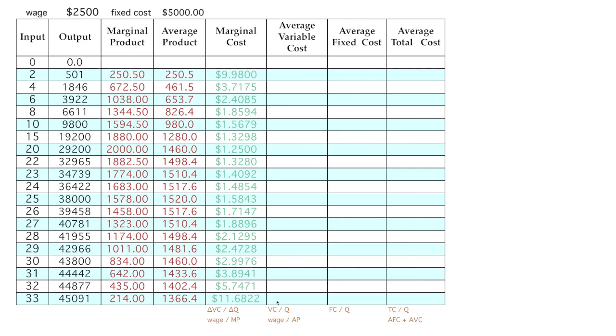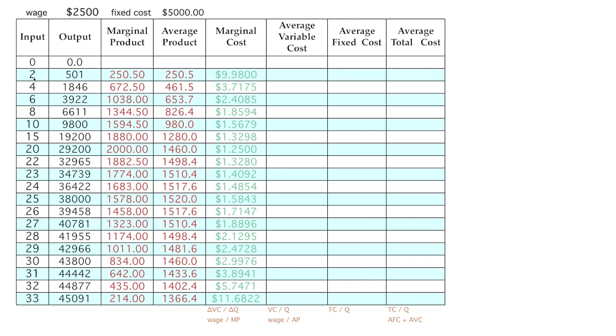You can either take the variable cost and divide it by the output, or you can take the wage divided by the average product. If you already got the calculations for average product, the second one might be easier to do. But if you didn't have that, you could still find average variable cost. If a question asks you to find average variable cost, you can find that even if you don't have the average product calculated.